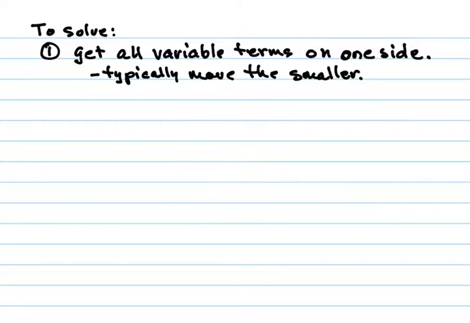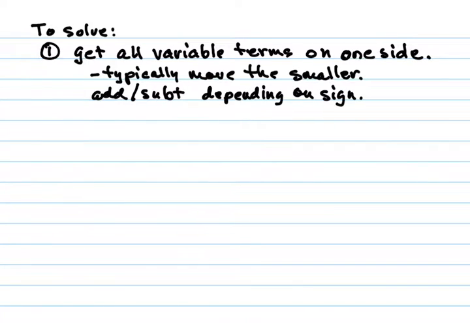But if you're moving a very large positive number, you're going to do that by subtracting. If you're going to move a very small positive number, you're going to do it by subtracting. And if you subtract a small number, you tend to keep it positive. That's the only reason why we generally move the smaller of the two. Okay? And we're going to do that by either add or subtract, depending on the sign. If it's a positive, you will what? Subtract it. Good. If it's a negative, you will add. All right? So just look at the sign of the term and do the opposite.